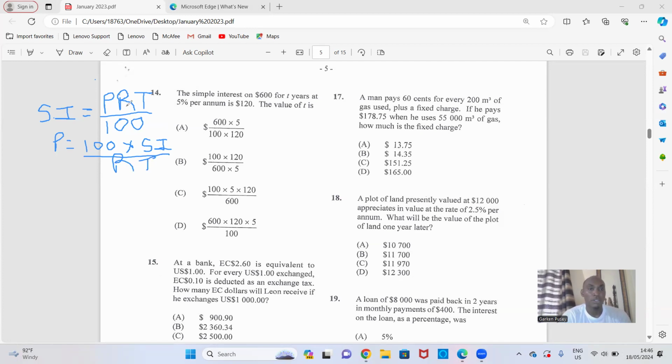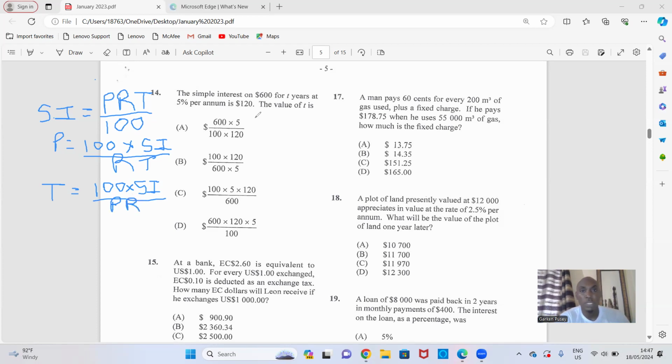If you want to find time, and I'll just jump to the time in the interest of time, it's the same 100 SI at the top. So it's 100 times the simple interest, SI. I don't need to write that multiplication sign, but it's okay to write it. Let me just put it there. See that the question has it there, the answers, over the other two. So if you're finding time, it's over principal amount times the rate, PR.